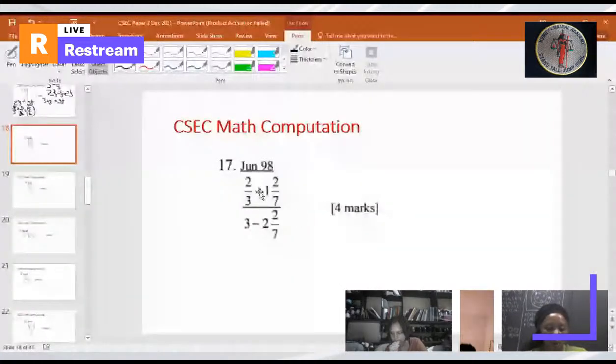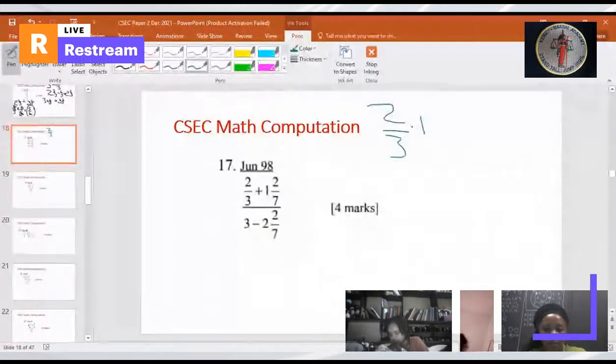So we're going to work the numerator. So 2/3 plus 1 and 7. Okay. Now tell me, what kind of fraction is that?